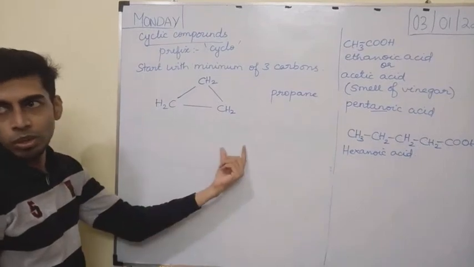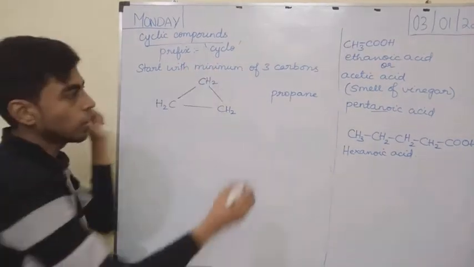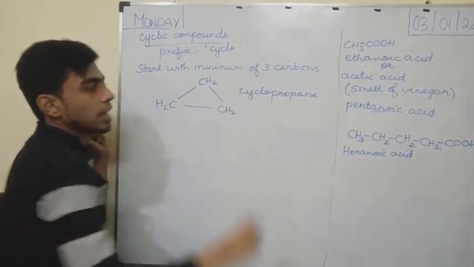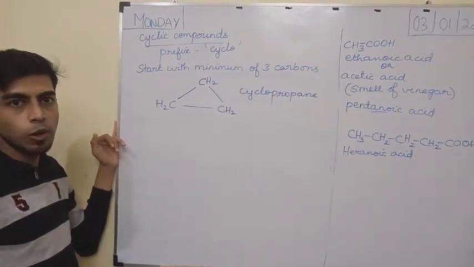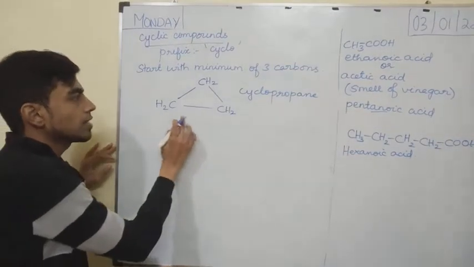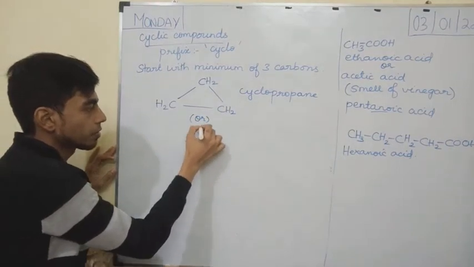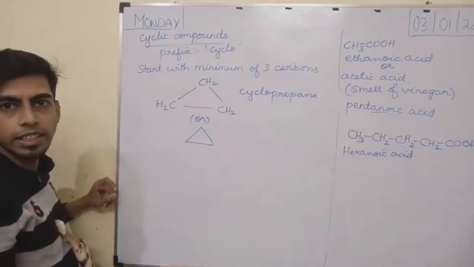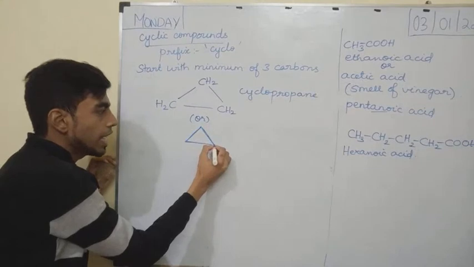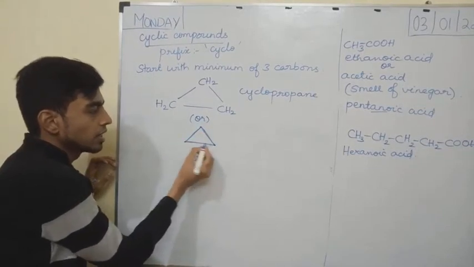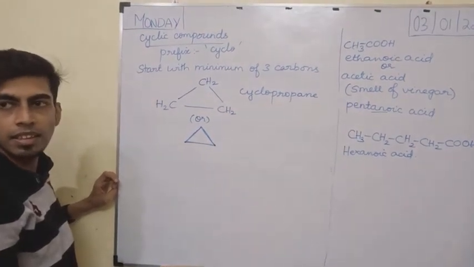But this propane is in the cyclic form. So you should add the prefix cyclo. So the name of this compound is cyclopropane. If you write simply propane, it is wrong. Okay, it is cyclopropane. Instead of writing like this, I can also draw it like a triangle. Wherever there is a bend, what does it represent? Each bend represents a carbon atom.